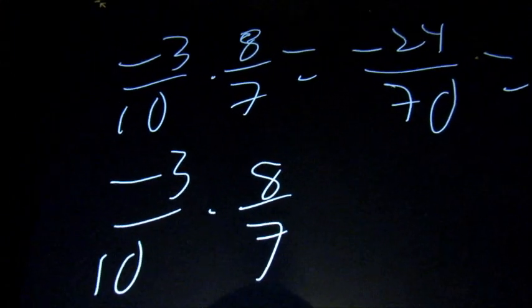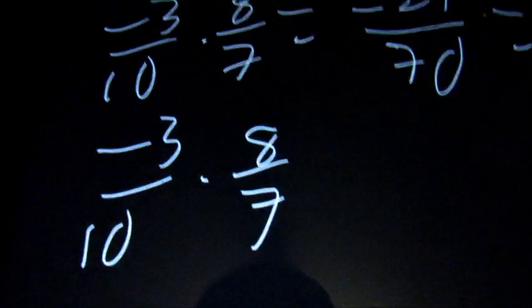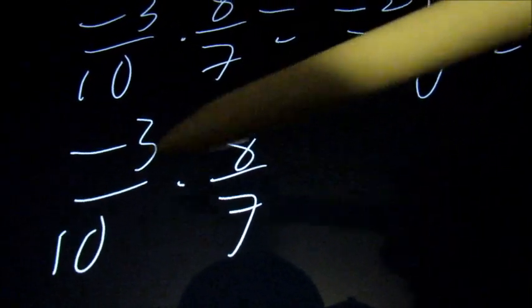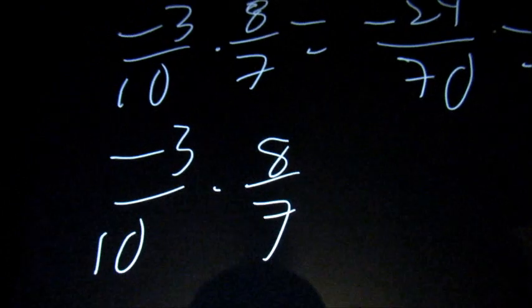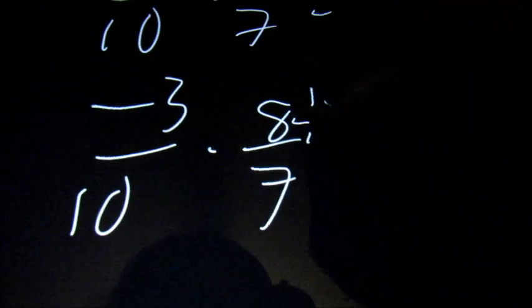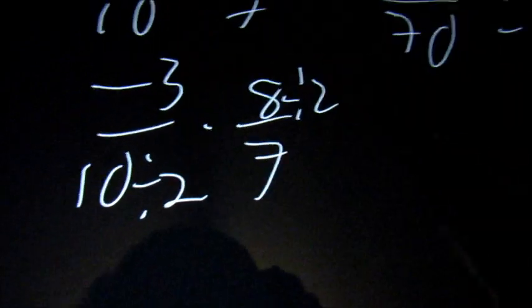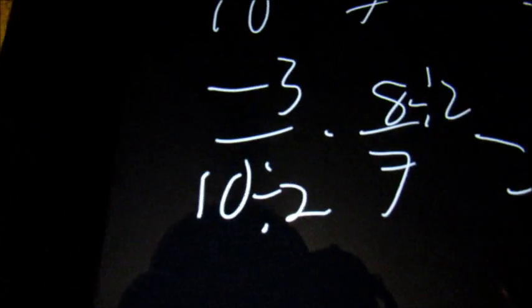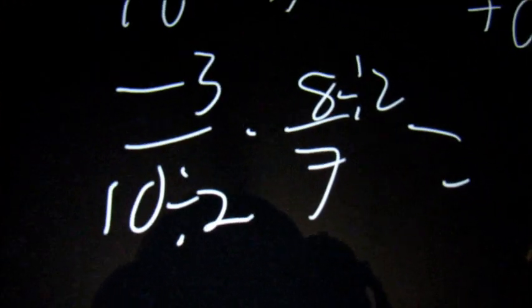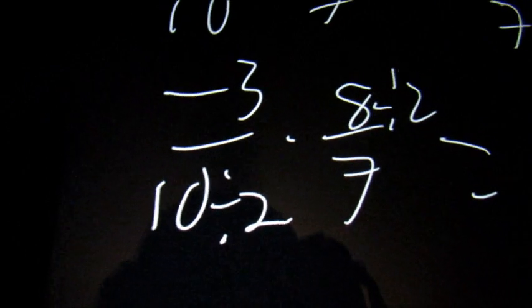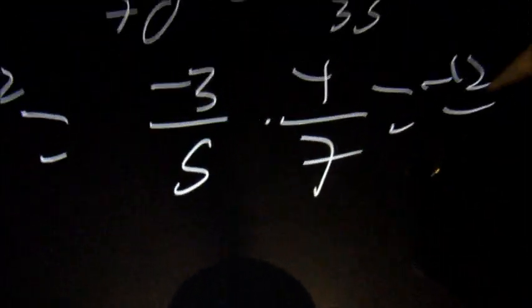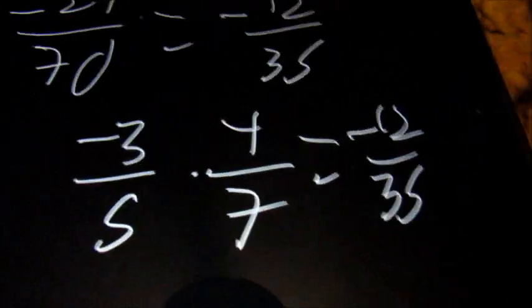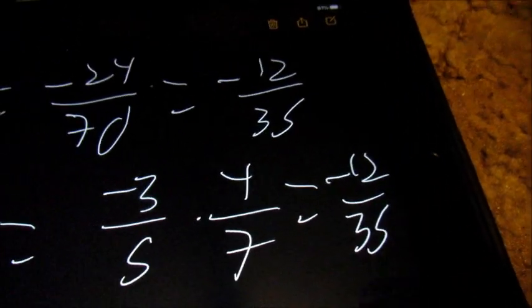And what we're going to do is look at numbers that are on both top and bottom to see if we can reduce them. So here we have an 8 on top and a 10 on bottom. Both of those are divisible by 2. So I'm going to divide the 8 by 2 and the 10 by 2. When I do that, I'm going to get a negative 3 over 5 times 4 over 7. And now when I multiply negative 3 times 4, I get the negative 12, and the 5 times 7 is 35. So you see I got the same answer doing it both ways.